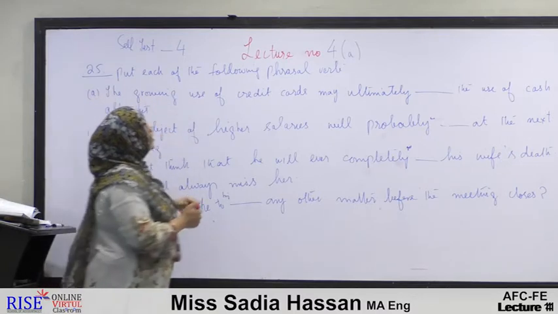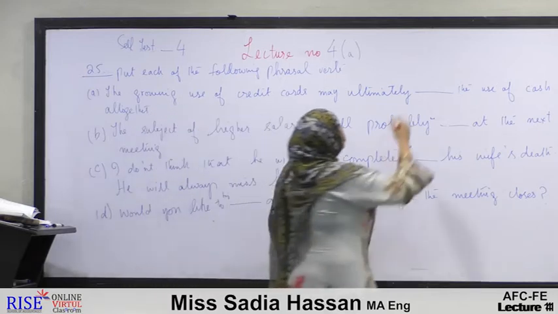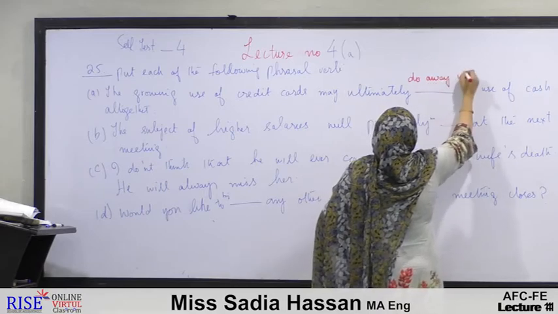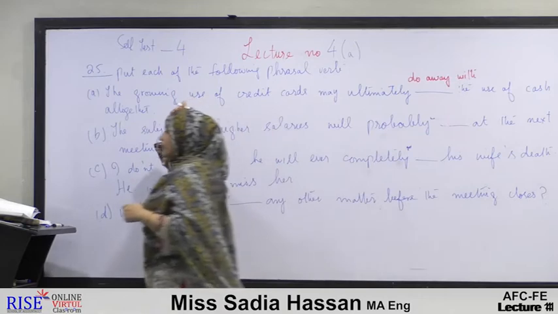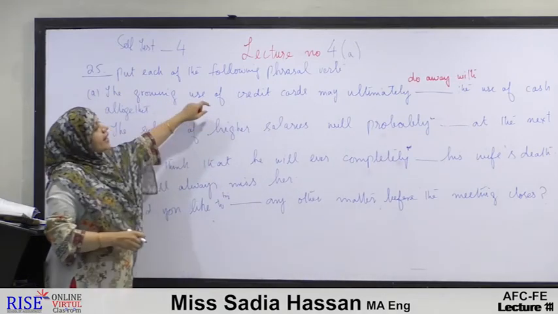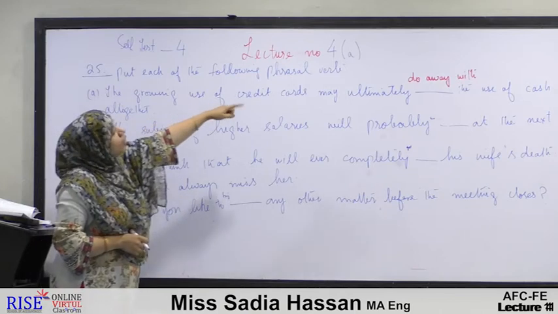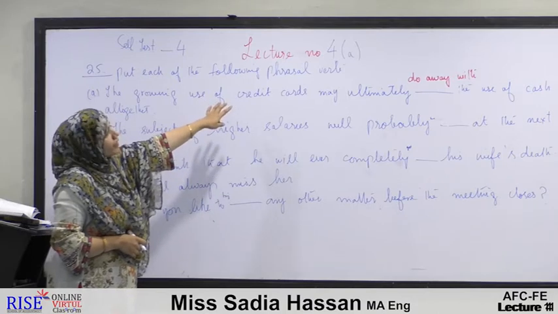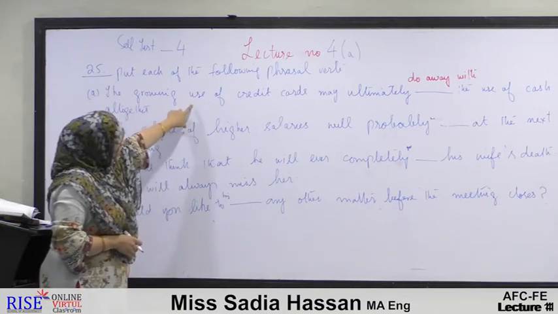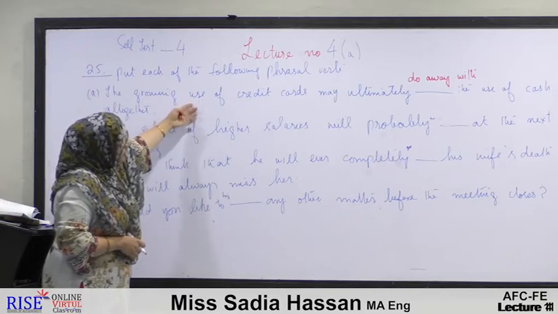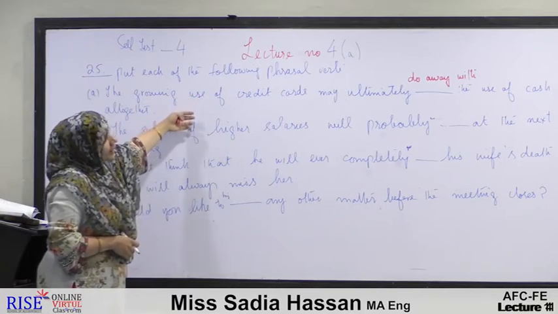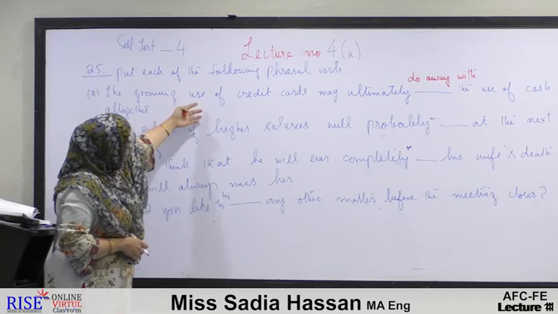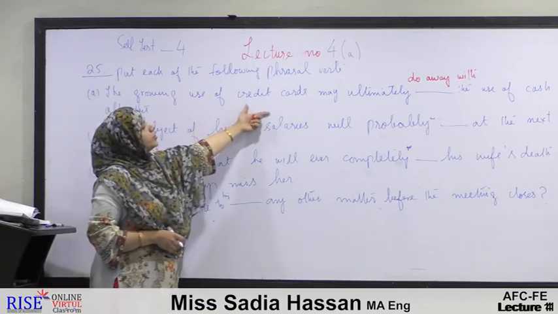The growing use of credit cards may ultimately do away with. This phrasal verb, do away with, means that cash can be replaced, that credit cards can overcome the use of cash altogether. It means that cash might be replaced with the use of credit cards, or cash might not be in fashion, and that would be an old-fashioned thing, and credit cards would replace it.